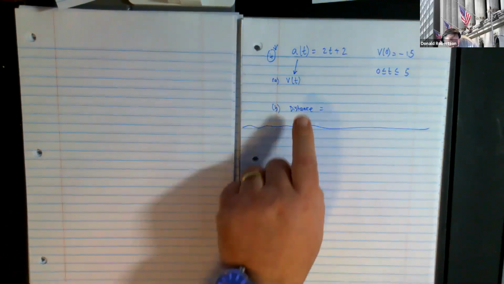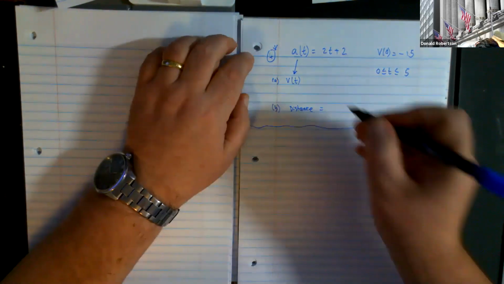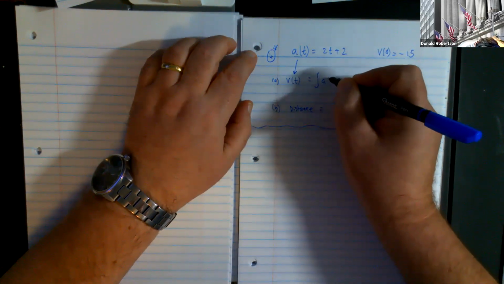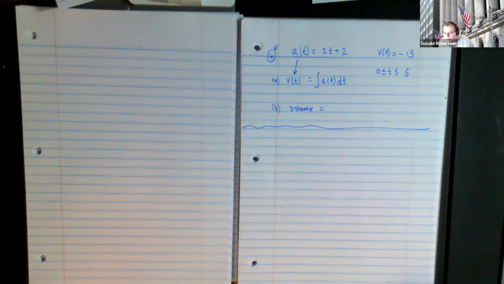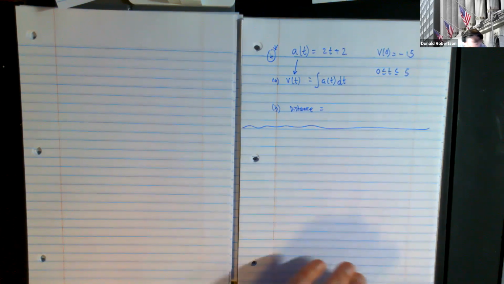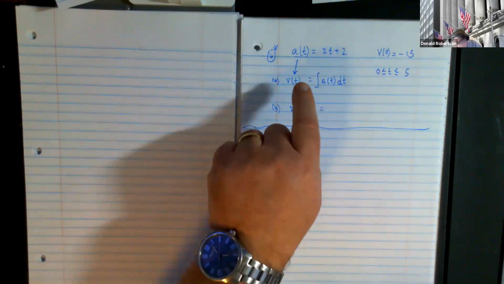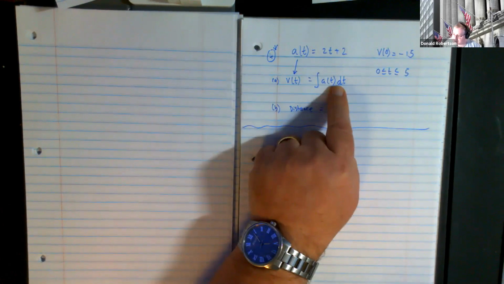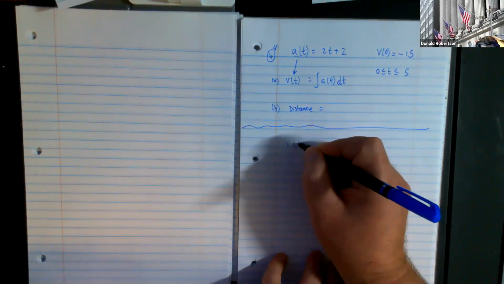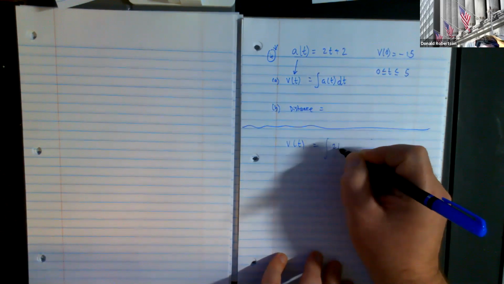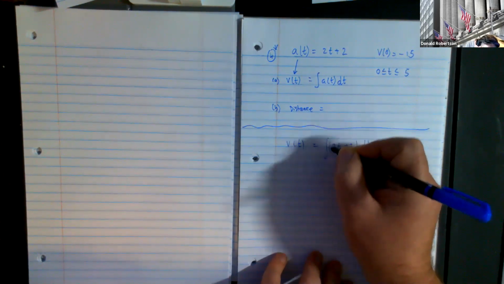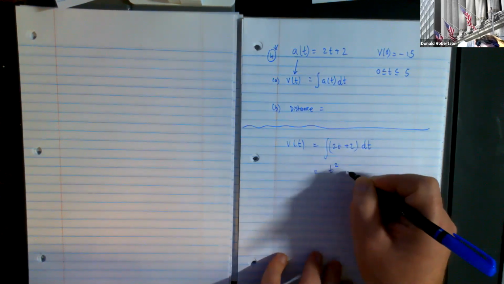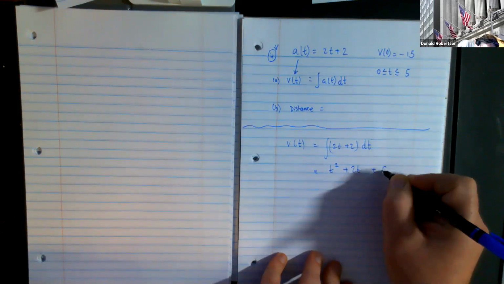If you're told the acceleration and you want to get the velocity, what you do is you integrate the acceleration function. It's equivalent to working backwards from Calc 1, right? If you differentiate the velocity, you get the acceleration. Well, if you integrate the acceleration, you get the velocity. So the acceleration is a pretty easy function to integrate. It's an indefinite integral, and so you'll get t squared plus 2t plus c.